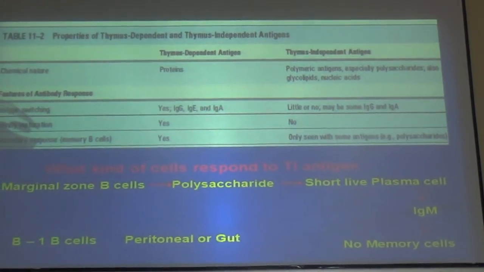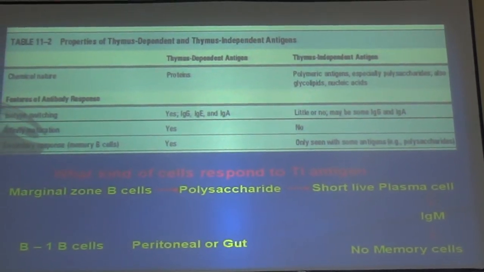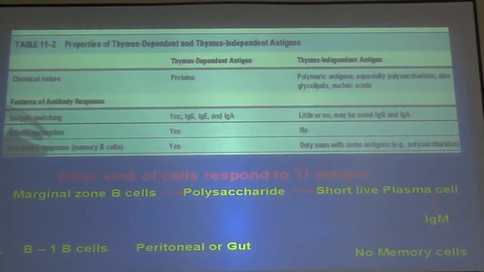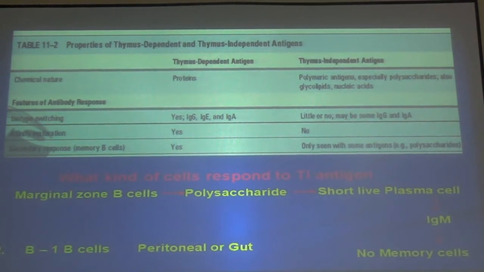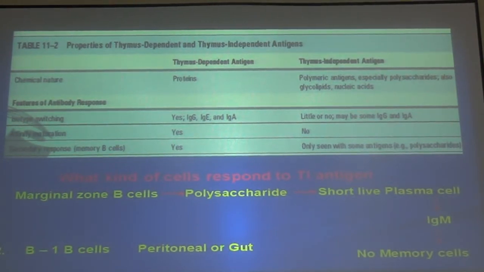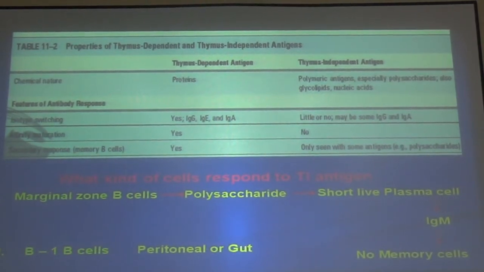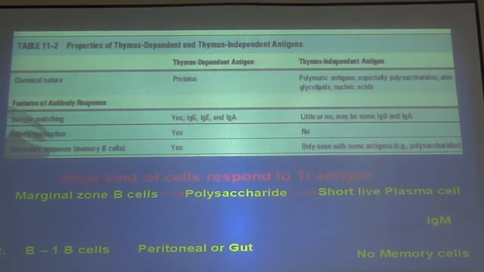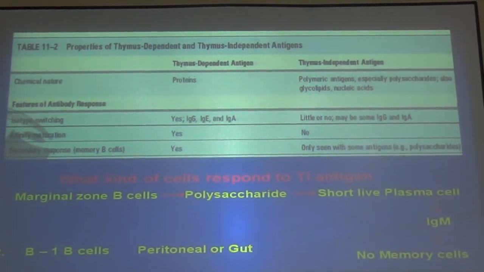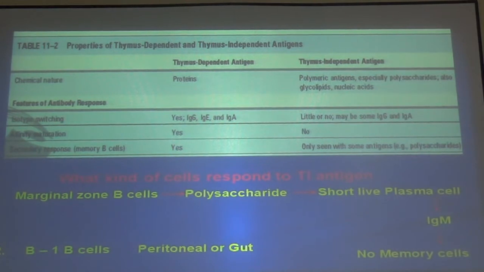The marginal B cells and also B1 cells bind with the polysaccharide. They produce short-lived plasma cells. As we mentioned, they produce just IgM, no memory cells. But what is the problem it is facing with the children? Children are very much infected with the encapsulated bacteria, and most of the fatality, actually, in the third world is the infection with encapsulated bacteria. That's why scientists were thinking how they can make these antigens able to produce memory cells.